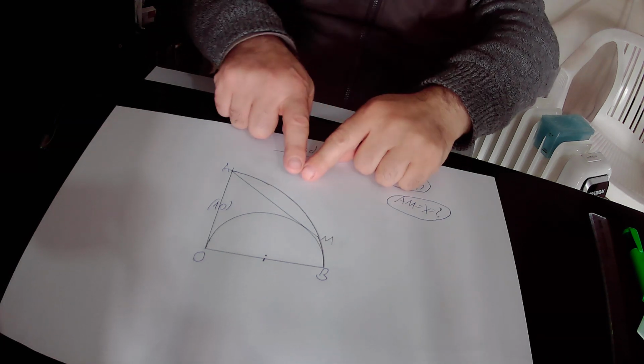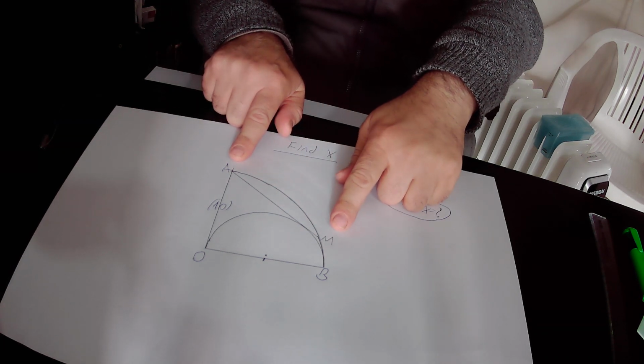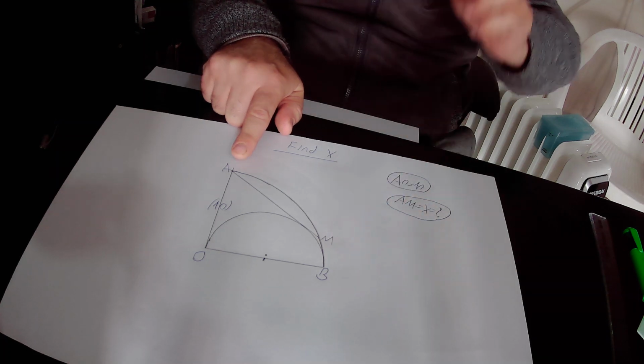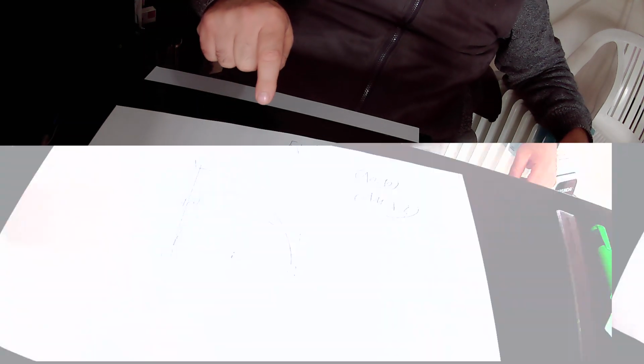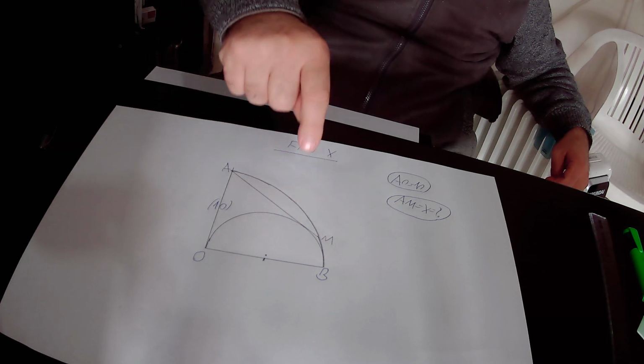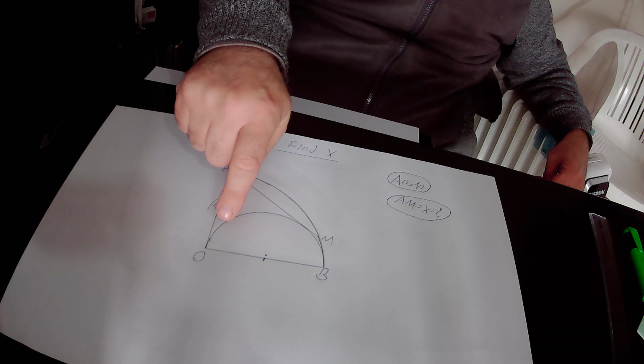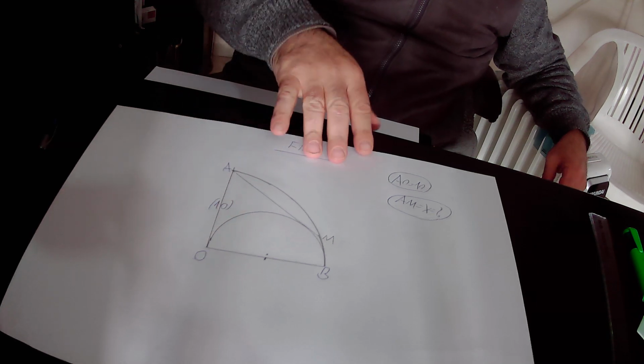Our mission is to find out the length of this line segment AM that is equal to X according to what is given in the question. So first of all, because AOB is a quarter circle, it means that this angle AOB equals 90 degrees in its size.